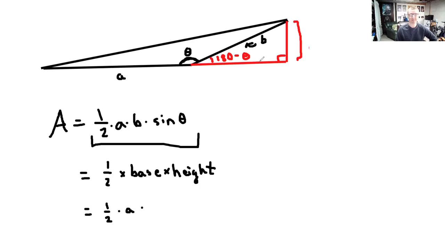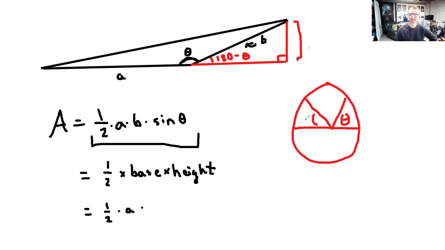But what do we know about sine and angles like that? Well, if here's our theta, and we have the same reference angle theta over here, what's this angle? It's 180 minus theta, isn't it? In terms of degrees. So the sine of 180 minus theta equals the sine of theta. So B times sine theta gives me that height. Oh, that's real nice.